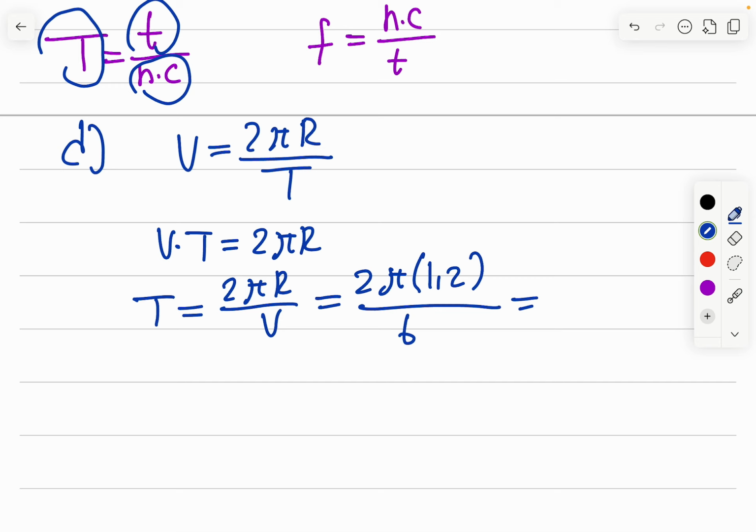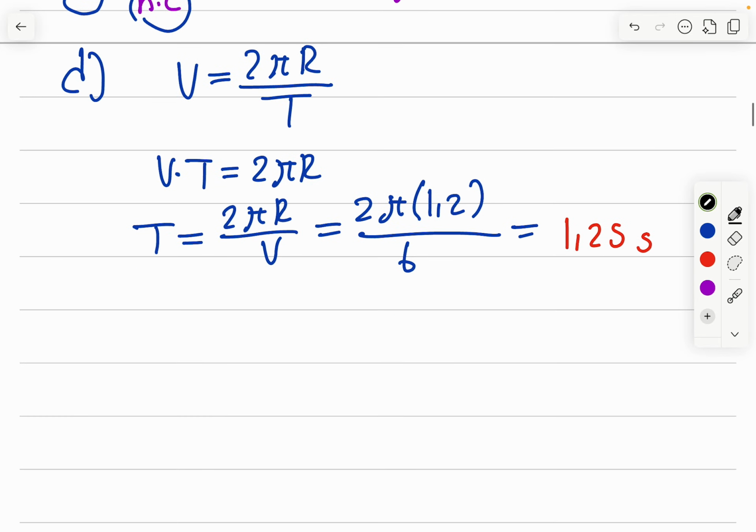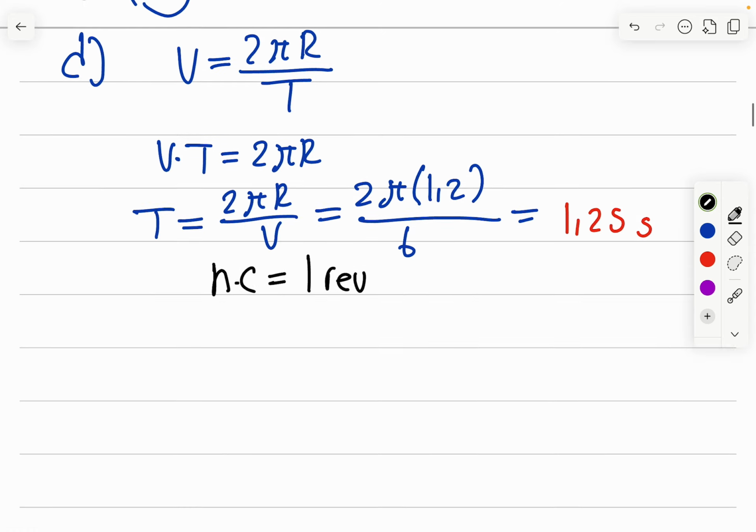Then you press S to D. You get your answer as 1.25 seconds. Remember, this is the period, and time is measured in seconds. They want the time to complete how many cycles? One cycle. The number of cycles is 1, that is, 1 revolution. Revolution is the same as cycles.